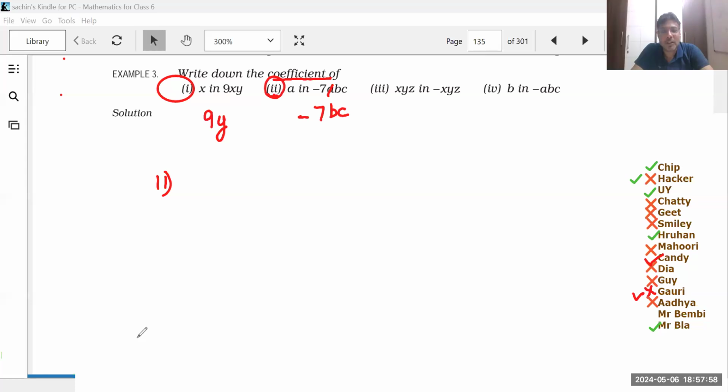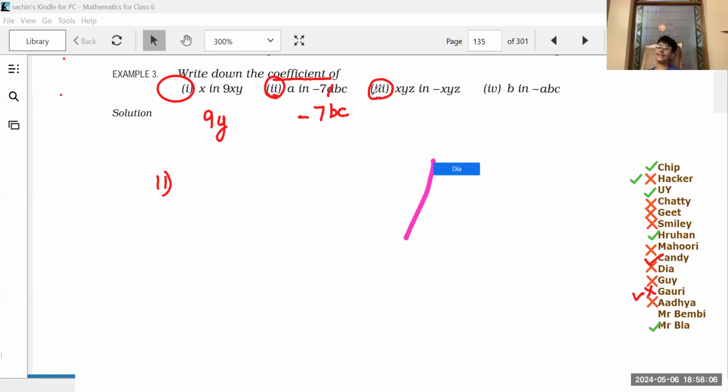So you have to use your glasses, na? That's why I told you to use your glasses. Sir, I don't have glasses. Do the third one, guys.